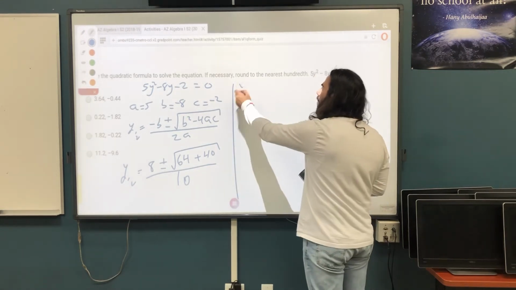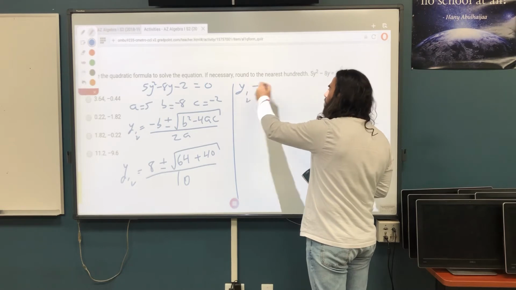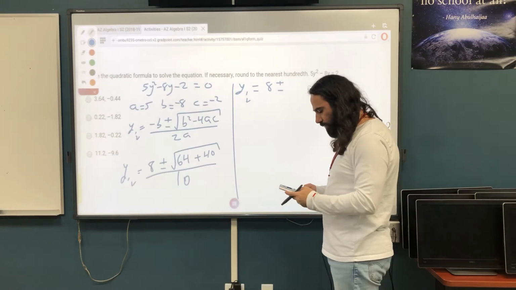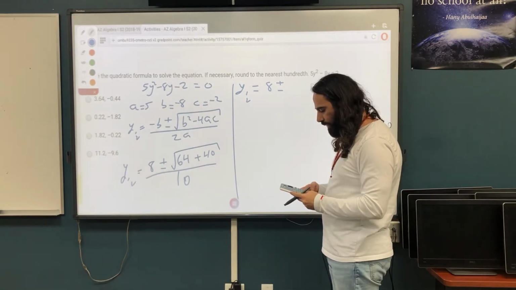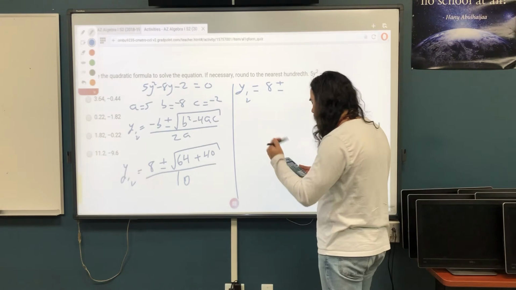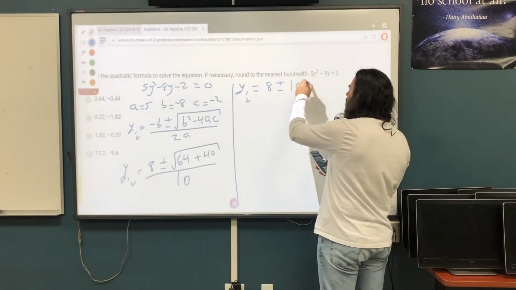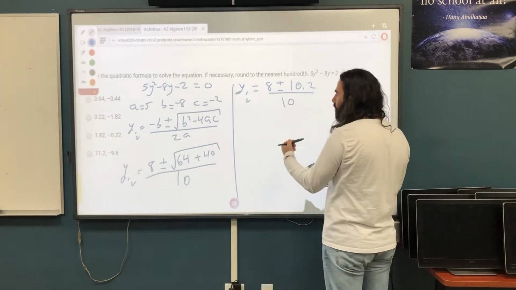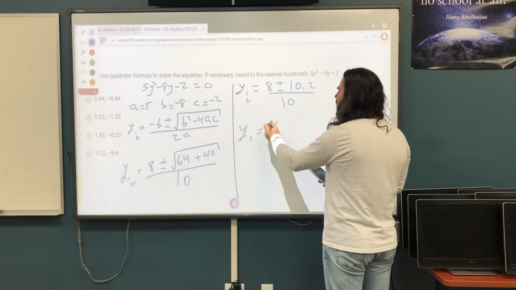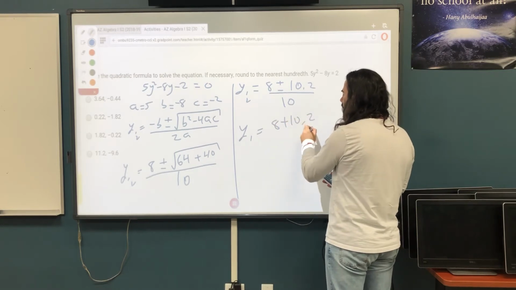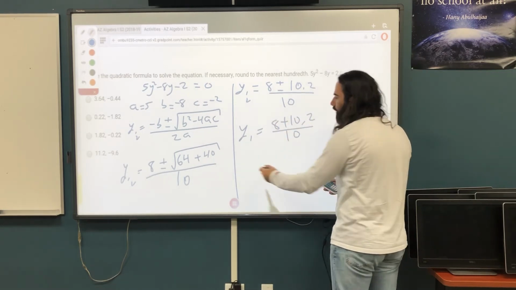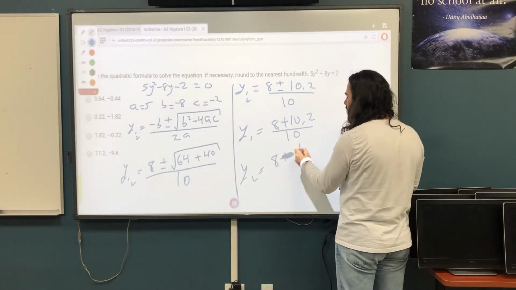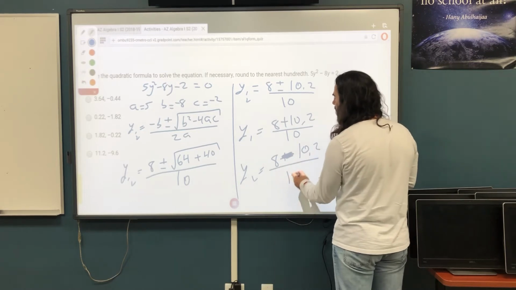Now it's going to be y12 equals 8 plus minus. So we have here 104. The square root of 104 is 10.19, so let's say it's 10.2, divided by 2 times 5, which is divided by 10. So we have two answers. The first one is 8 plus 10.2 divided by 10. And the second one is 8 minus 10.2 divided by 10.